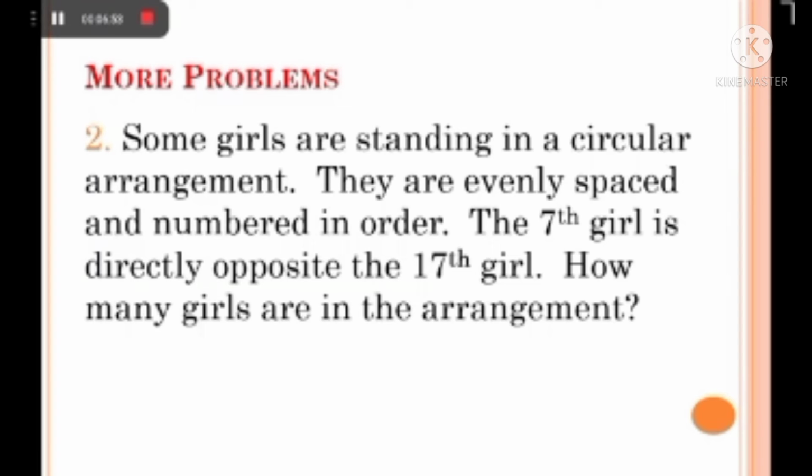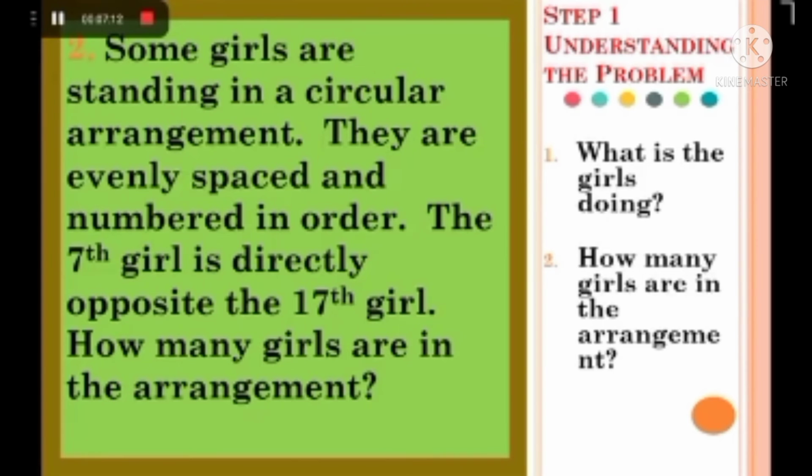So, number 2 problem. Some girls are standing in a circular arrangement. They are evenly spaced and numbered in order. The 7th girl is directly opposite the 17th girl. How many girls are in the arrangement? So step 1, understanding the problem. What are the girls doing? Girls are standing in a circular arrangement. How many girls are in the arrangement? That is what we are going to find.